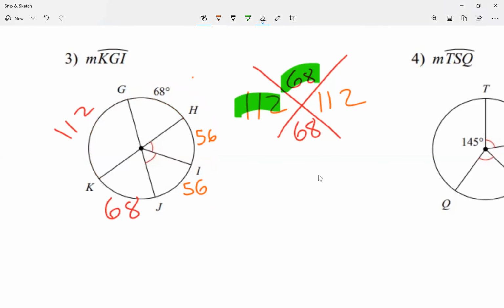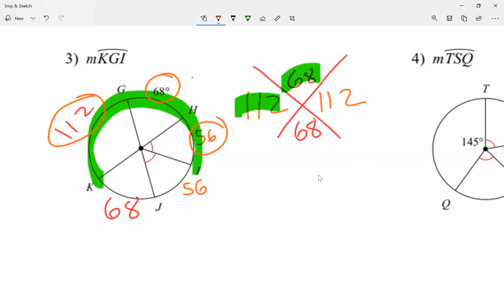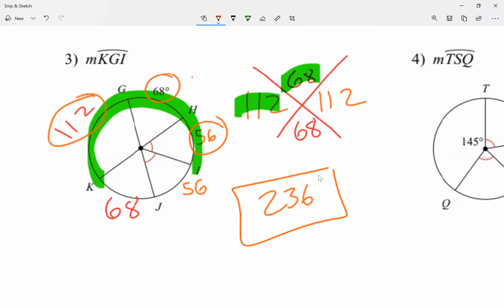Let me highlight what I'm looking for. I'm looking for the arc KGI. So this is what I'm looking for. Notice I have what I need. I'm going to add 112 plus 68 plus 56. And that happens to be 236. Now use your common sense, okay? 180 is half of a circle. This looks more than half of a circle, so 236 makes sense.